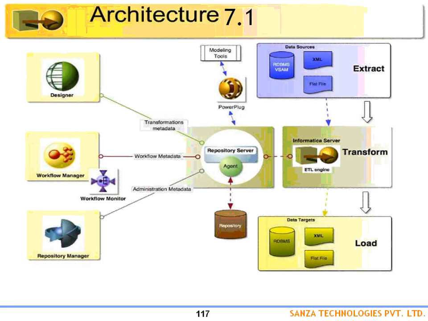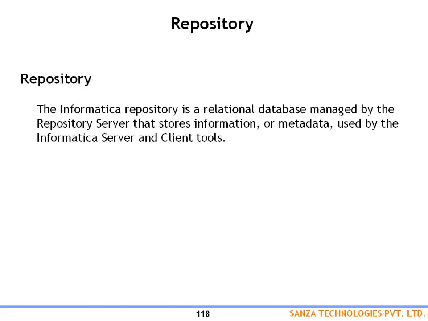So this is the architecture of Informatica. The repository is nothing but a relational database, which is managed by the repository server. In that repository, you will store information which is used by the server and the client tools. Whatever you do through the client tools or Informatica server will be stored in this repository.